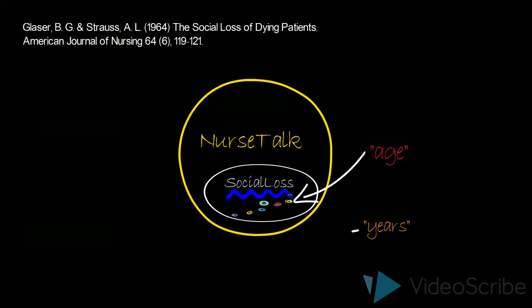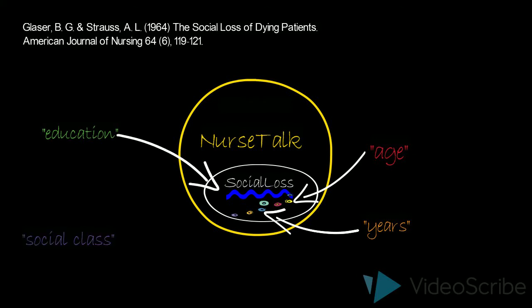Glaser and Strauss found that the age of the patient was an important factor in determining the properties of social loss stories. So the younger the patient, the greater the social loss reported. And there are also other factors. For instance, educational and occupational class were also important for the social loss reported. So basically, the greatest level of social loss included something like a young patient with high education promise and high social class. And then the lowest level of social loss included an elderly patient with low education and low social class.